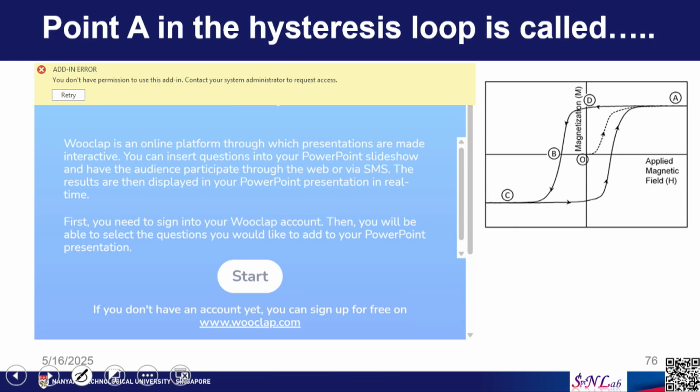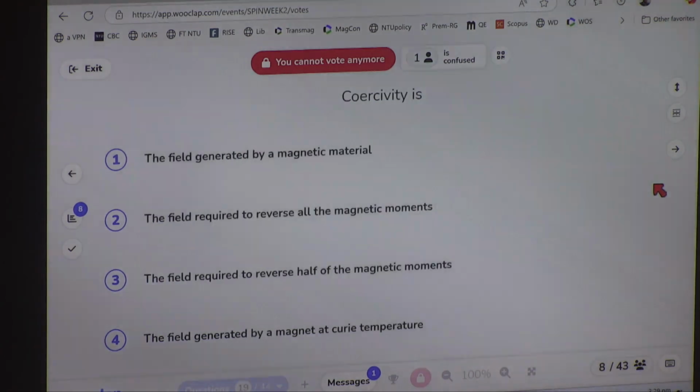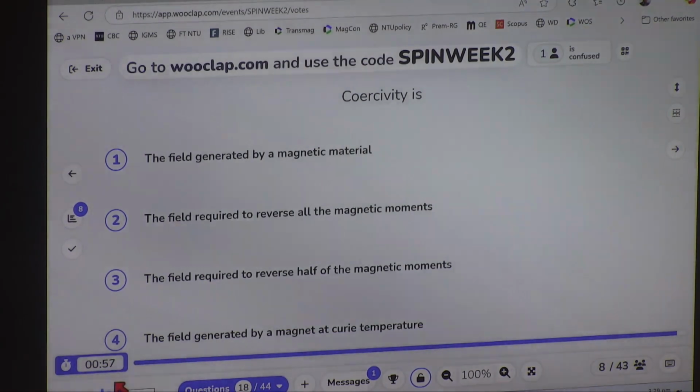Okay. So, let us do a recap of what we learnt about the hysteresis loop. The book lab shows some other question not shown in this picture. Let us do the book lab question. Okay, it's open now.